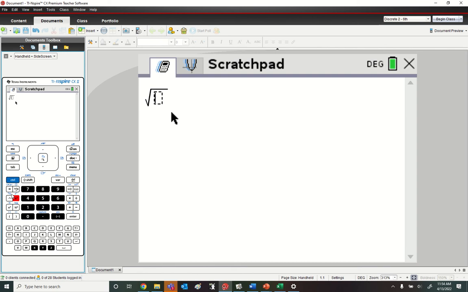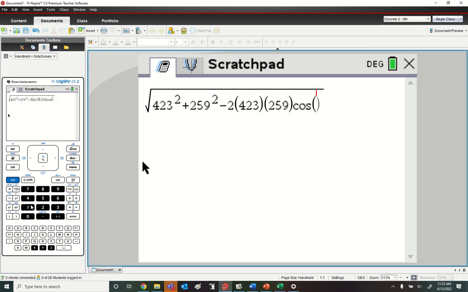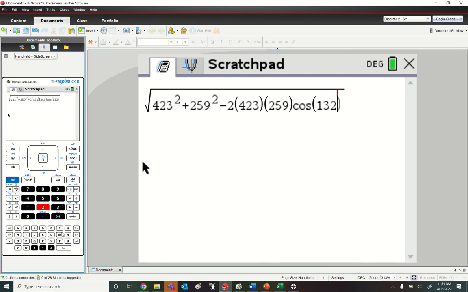So my formula was going to be 423 squared plus 259 squared minus 2 times, make sure I wrote that down, yeah, 423 close, 259 close, times cosine of 132 degrees, 40 minutes.